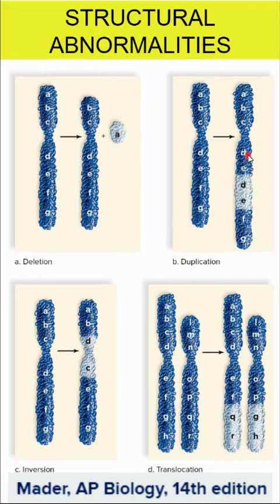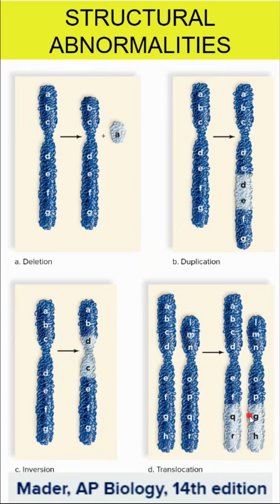Or part of the chromosome can actually be duplicated. You can also flip-flop parts of the chromosome, and that would be an inversion. And a translocation is where one part breaks off from one and gets put onto another. So again, these are major issues, with this kind of swapping here with this translocation.